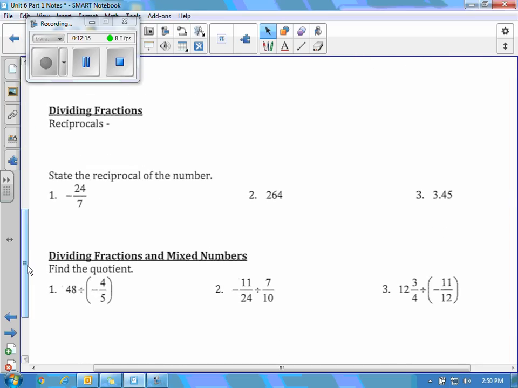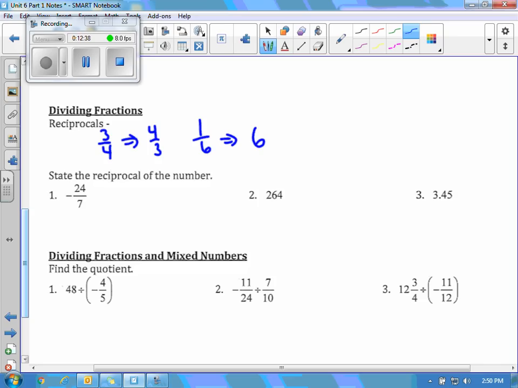Okay. And then the last thing we need to talk about is dividing fractions. So when we're dividing fractions, we have to remember that we're going to multiply by the reciprocal. So if I have a fraction like 3 over 4, its reciprocal would just be 4 over 3. If I have something like 1 over 6, the reciprocal would just be 6. Or if I have a whole number like 4, the reciprocal would be 1 over 4. Negatives apply too, so I don't get rid of the negative if I do a reciprocal, the negative stays.